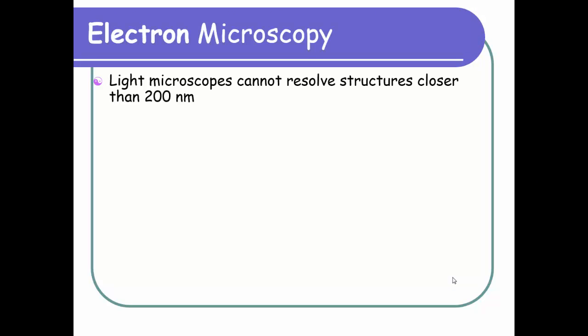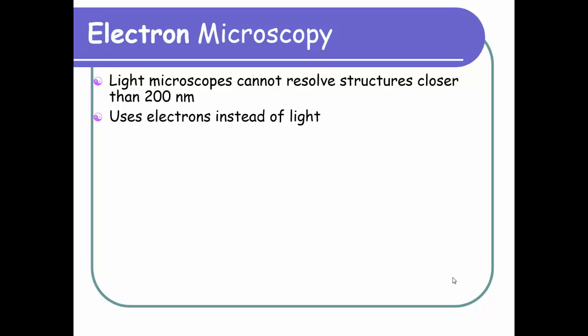Sometimes we need to go outside the light microscope to get better resolution. Light microscopes cannot resolve structures closer than about 200 nanometers, and you think, well, isn't that good enough? But if we have viruses that are in the 30 nanometer range, we need to have something else. That's when we turn to the electron microscopes.